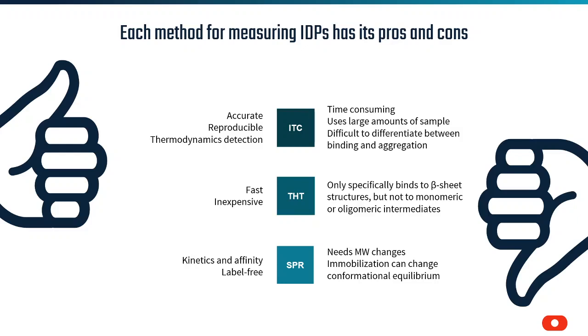And lastly, SPR is a method which needs a molecular weight change to detect binding. And that's not always easy to have, because if you have a large aggregate binding to a very small aggregation inhibitor, for example, which can be a small molecule, then the change in molecular weight is not very big. Also, immobilization can change the conformational equilibrium of the protein. So it might adopt a totally different conformation on the surface than that it has in the solution.